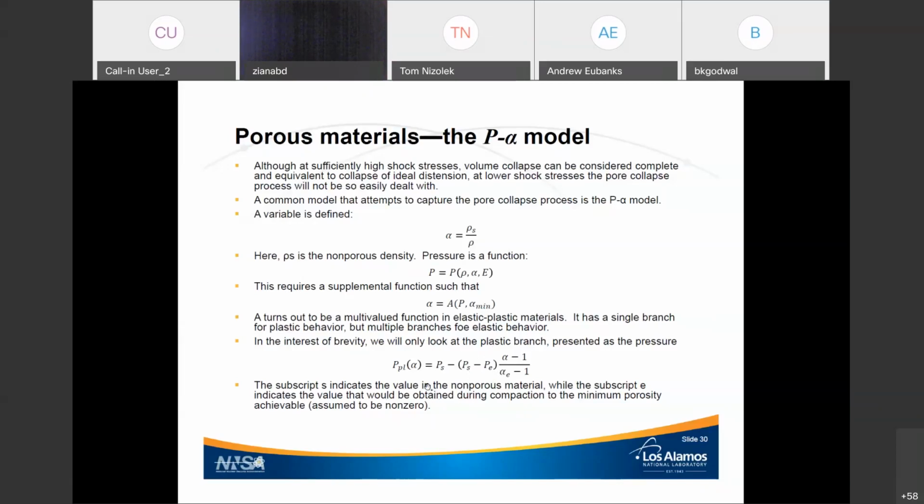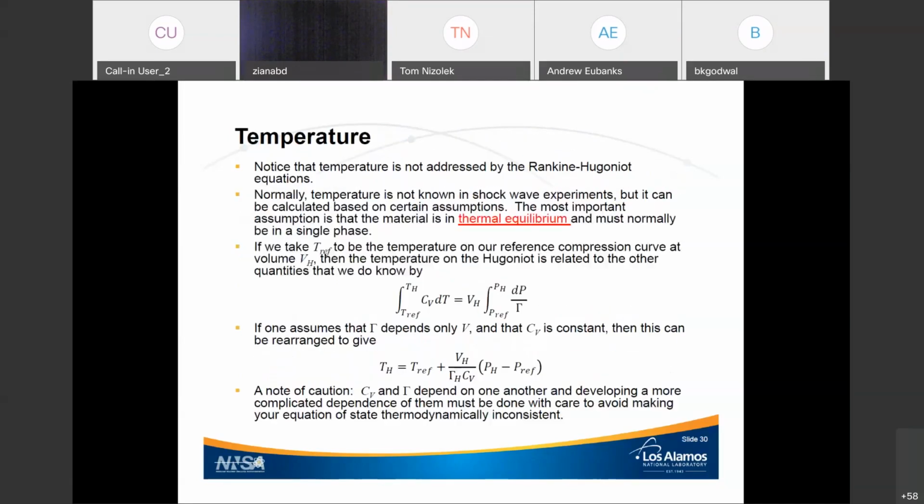So the basic thing about the P-alpha model that makes it different, even at high pressures, from the more idealized stuff I've been talking about earlier is that it's assumed porosity never completely goes away. That's more likely to be the true case, but if the porosity gets small enough, then this term gets small enough that the approximations I presented earlier will work.